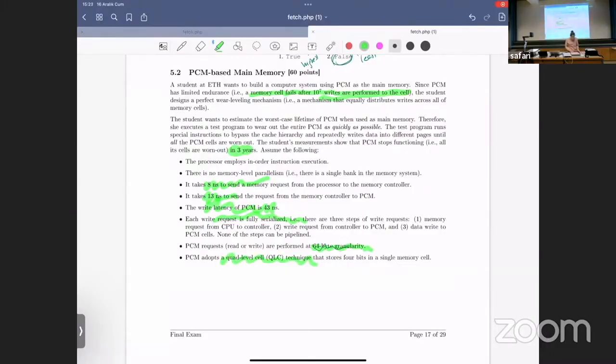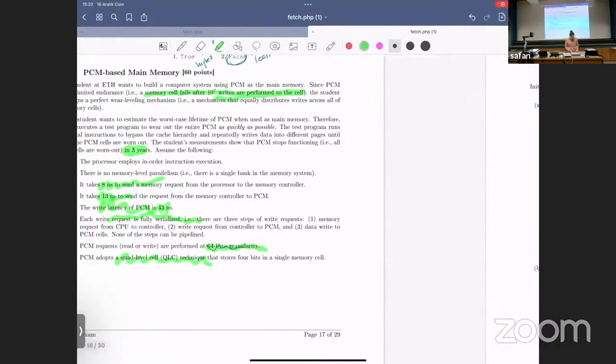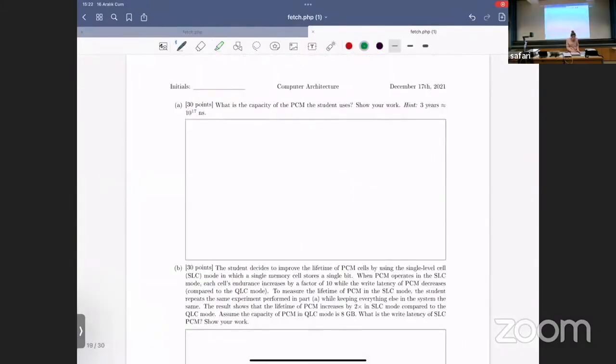So once we have all these results extracted from this explanation, we can solve the problem. The question is asking us to calculate the capacity of PCM that the student uses. And it says we can approximate 3 years by 10 to the 17 nanoseconds. So we know that we have to write 10 to the 7 writes to each cell for all cells to be worn out. And then we know that each write is going to be 64 byte granularity, which is 2 to the 9 bits.